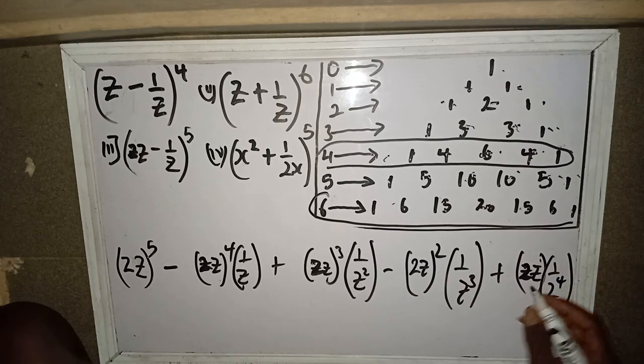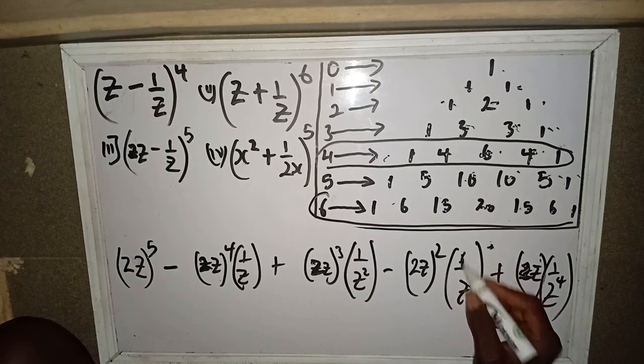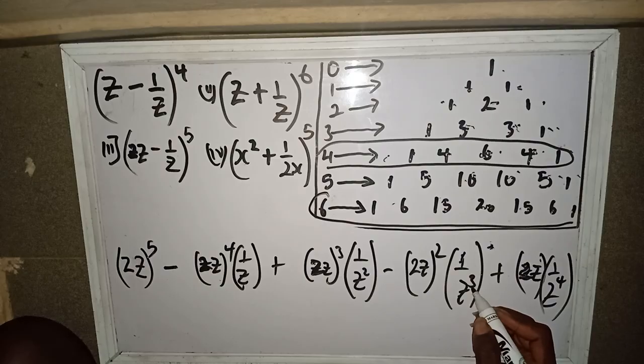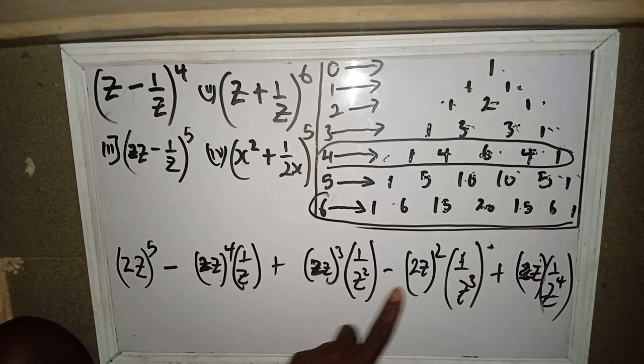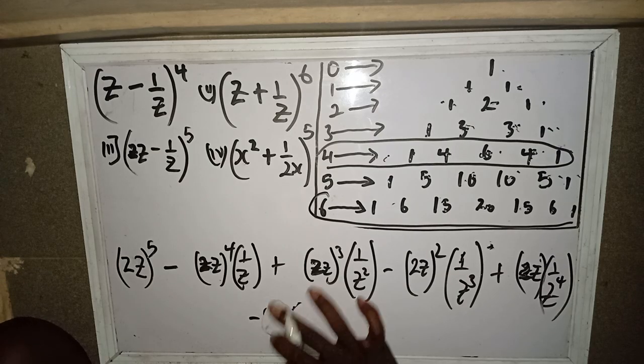2z, then 1 over this 2. No, if I put the cube outside, this will still be 1 cube, 1 z cube. So putting the cube outside is the same thing as putting it on z alone, because 1 cube will still be 1. So z to the 4 minus, then 2z to the power of 0, which is 1, so I don't need to write it.